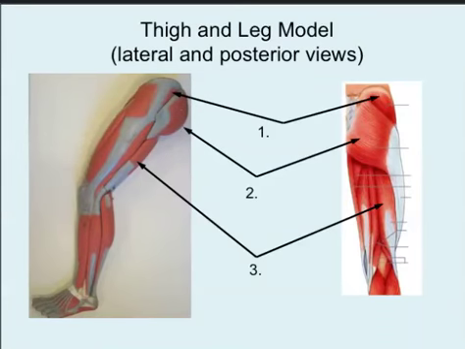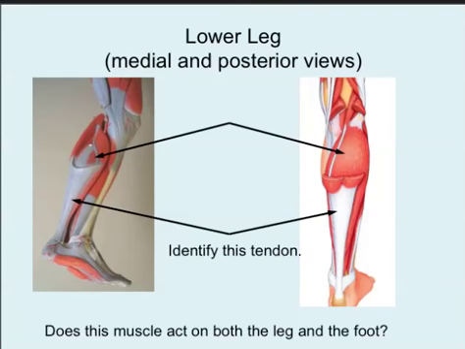Okay, moving on, lower leg. What are the muscles here? This is the soleus. Okay, and the muscle superficial to it is the gastrocnemius, and it attaches to the calcaneus by this here, which is the Achilles tendon, sometimes called the calcaneal tendon. Does this muscle act on both the leg and the foot? And the answer is yes. It's the muscle involved in pointing the toe.